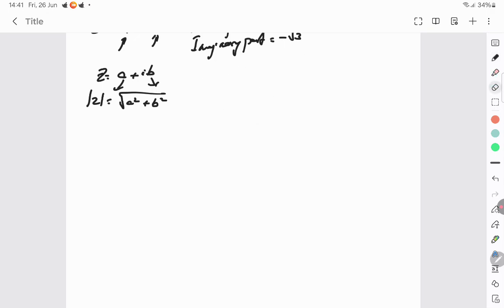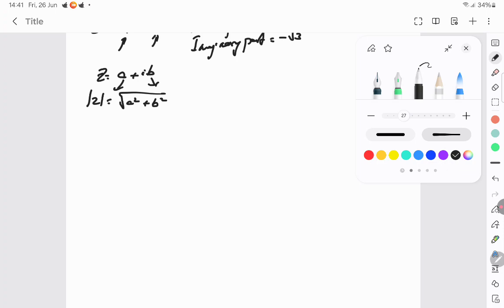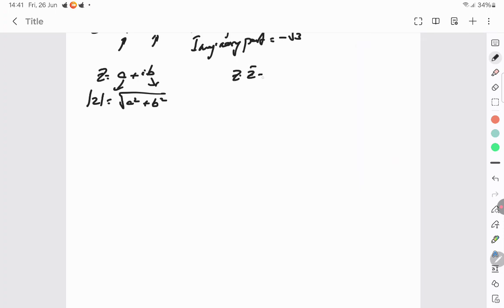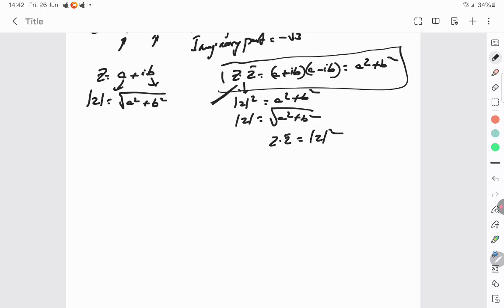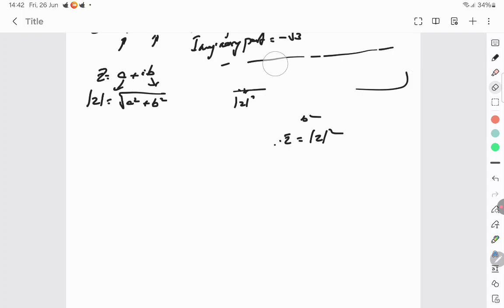But anyway, you don't need that now. The magnitude of z is root of a square plus b square, which means z into z bar, which is a plus ib into a minus ib, is a square plus b square. Therefore, magnitude of z the whole square is a square plus b square, and magnitude of z is root of a square plus b square. So you get a new property: z into z bar is mod of z the whole square, which is a square plus b square. Just get to understand that, and let's go to the next thing.